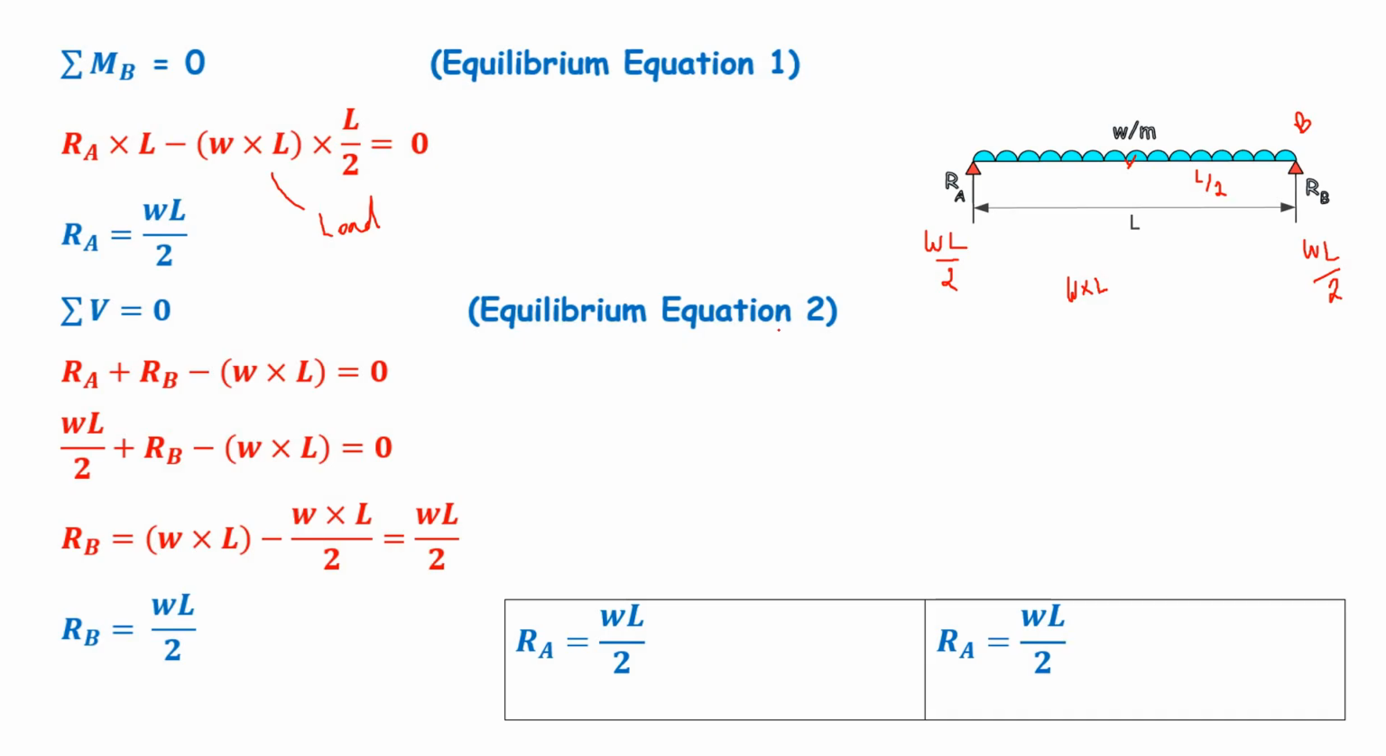Also, you can verify this by using equilibrium equation 2. It says that summation of all forces and reactions acting vertically is equal to 0. Now the total load is W per meter multiplied by L. You can see that this is the total load, and already we have found the value of RA, which is WL by 2. Substituting all the values, you will be getting RB equal to WL by 2. This table will give you the results, that is RA equal to WL by 2, and RB equal to WL by 2.